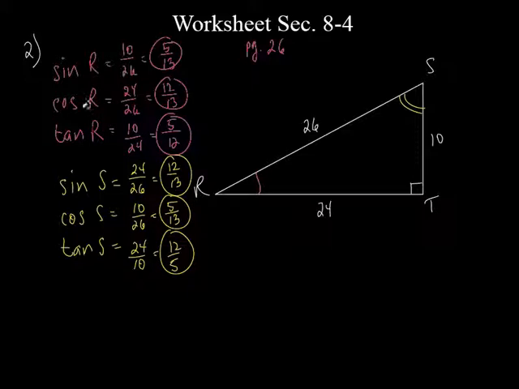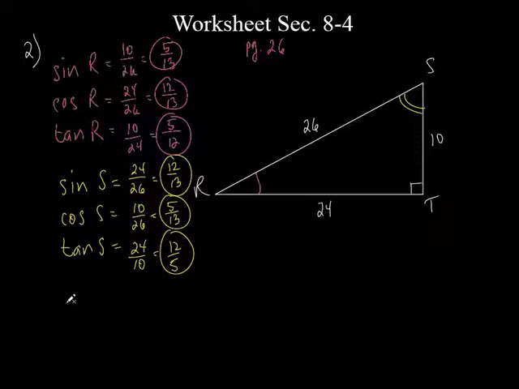That's pretty interesting. Look at this, the cosine of R and the sine of S. So the cosine of one angle and the sine of the other angle, look at that, they're both the same thing, 12 over 13. That's pretty interesting. Look at the tangents. The tangent of one angle and the tangent of the other angle are just inverses of each other, 5 over 12, 12 over 5. That's pretty interesting too. Just wanted to point that out to you.